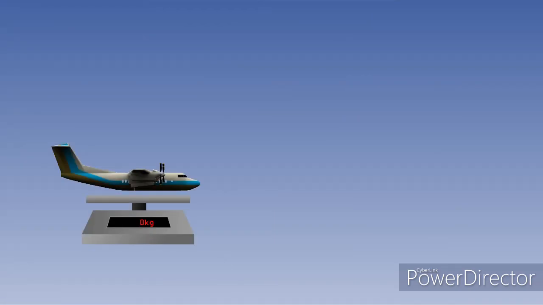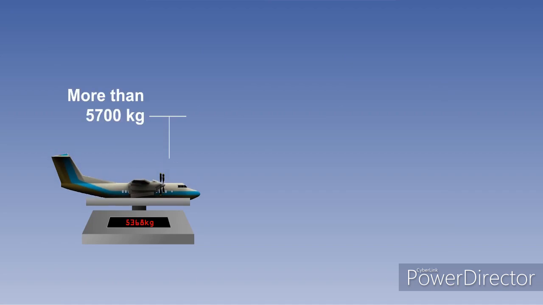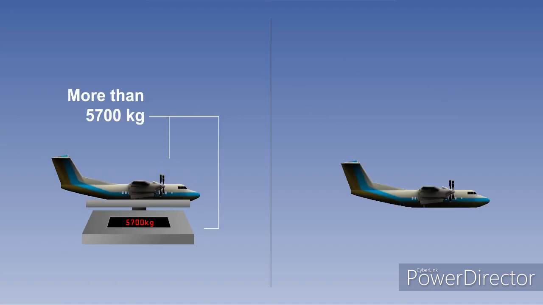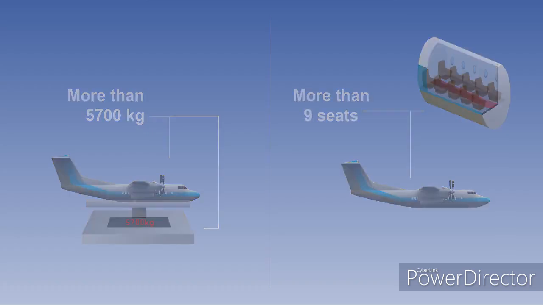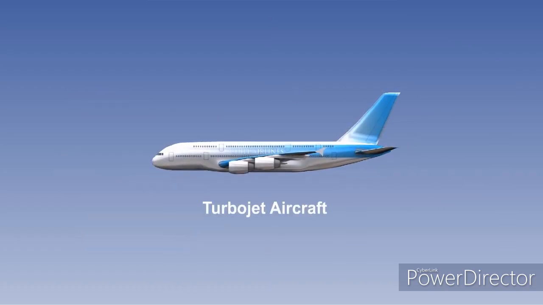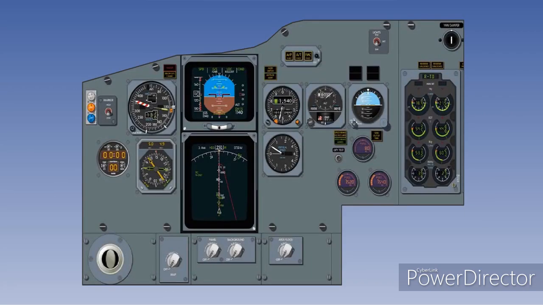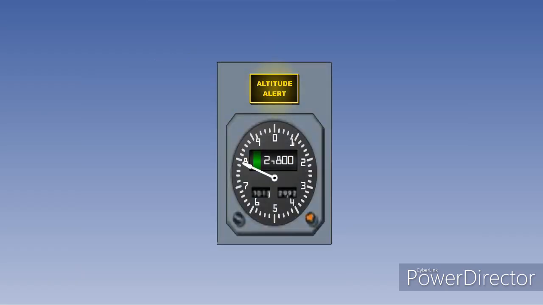EU OPS requires an aeroplane to be equipped with an altitude alerting system if it is a turbine-equipped aeroplane weighing more than 5,700 kilograms or has more than 9 seats. All turbojet aeroplanes must have an altitude alerting system. The altitude alerting system must be capable of alerting the crew on approaching the pre-selected altitude. The crew must be alerted with at least an aural signal when deviating above or below the pre-selected altitude.